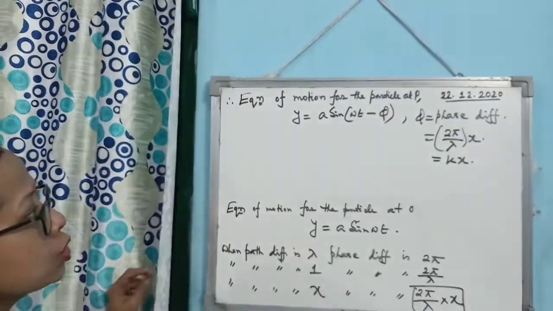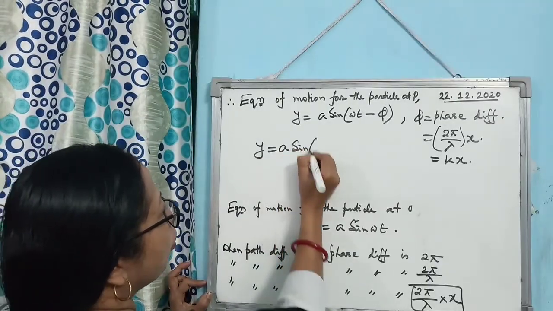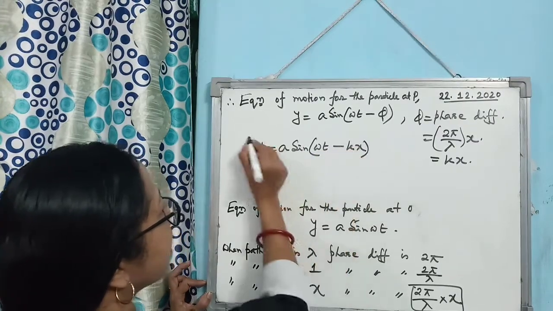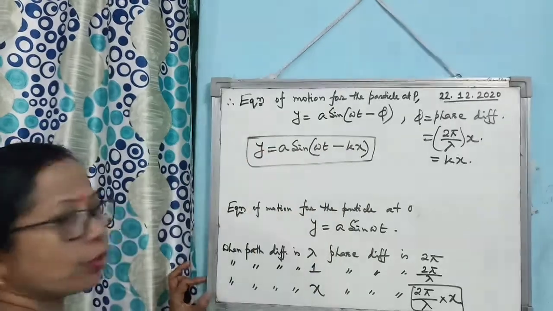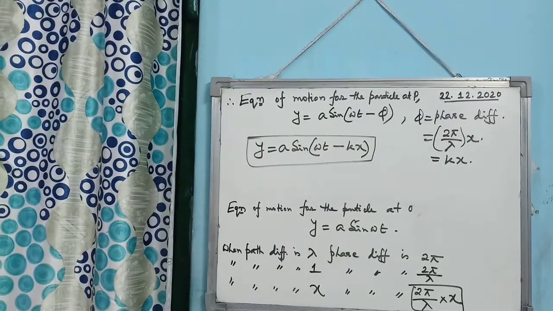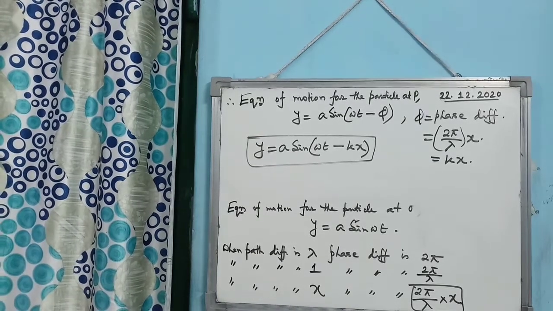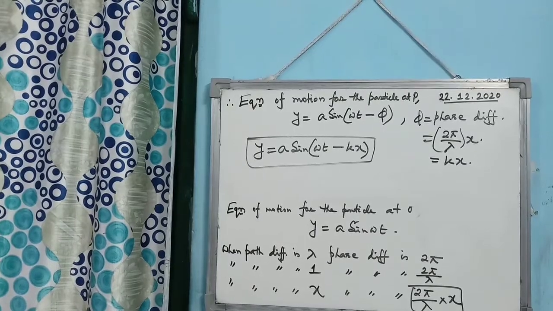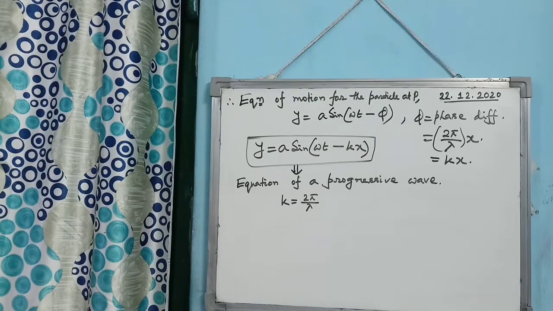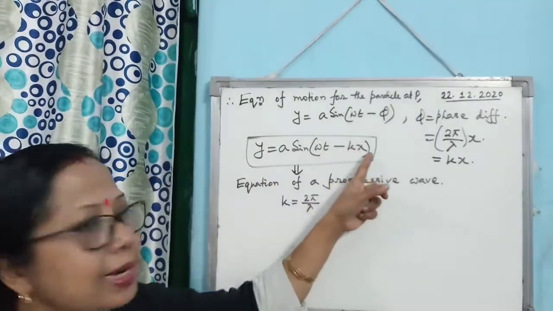Is that clear? So you can write the equation: A sine omega t minus kx. This is the equation for a progressive wave. Alright, remember what is the equation of a progressive wave? The equation of a progressive wave is given by A sine omega t minus kx.